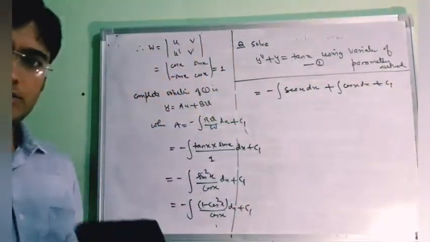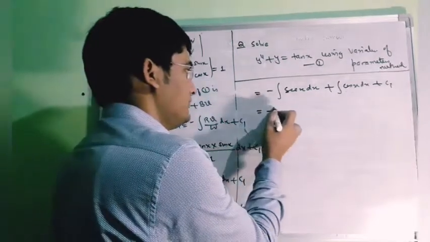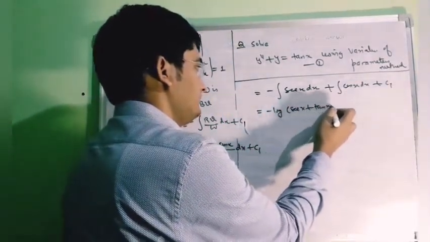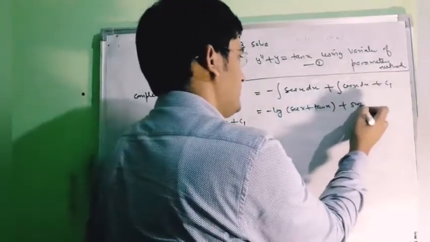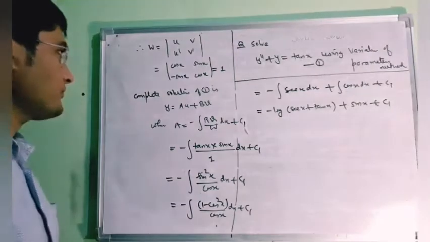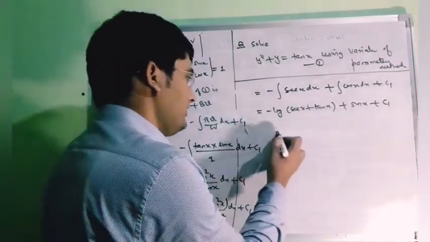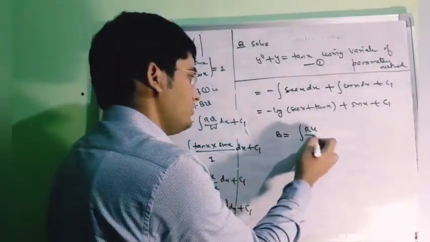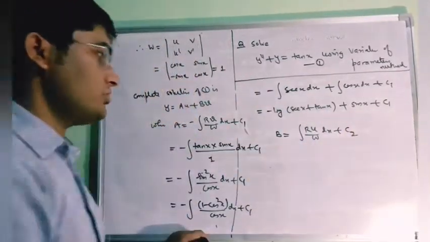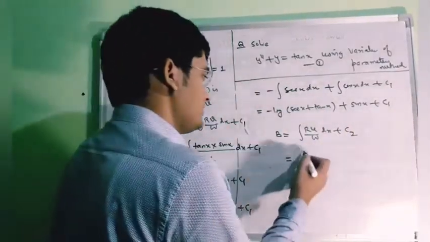Now the integration of sec x is log sec x plus tan x. Integration of cos x is sin x plus some constant of integration. Similarly, our b will be integral of r into u upon w, then the integration with respect to x, and then constant of integration c2. So this is equal to r.